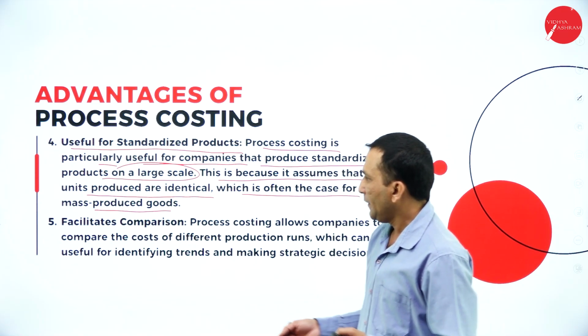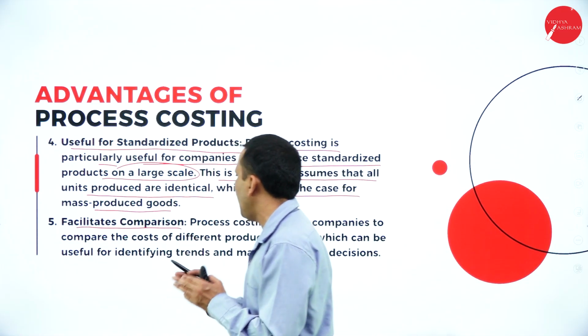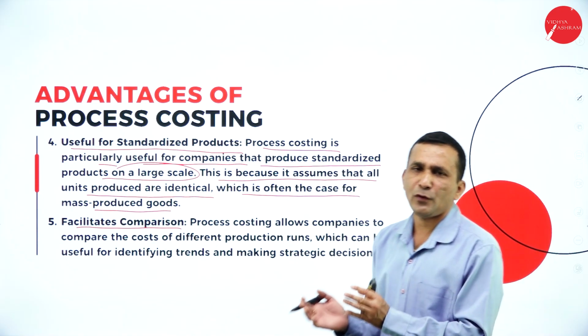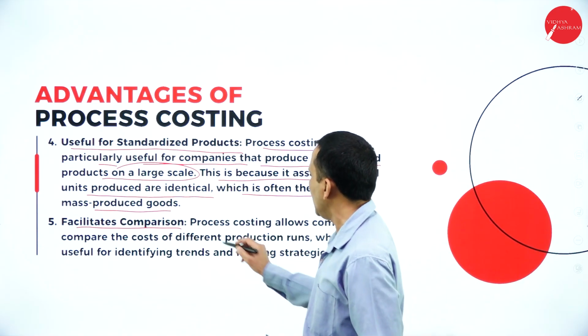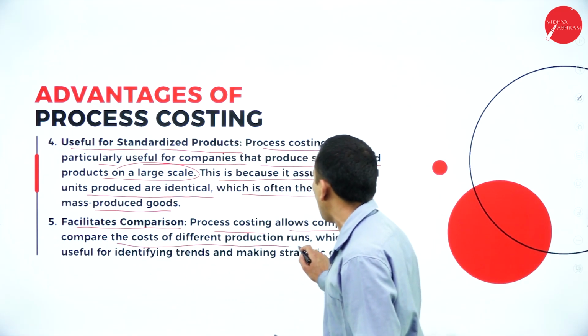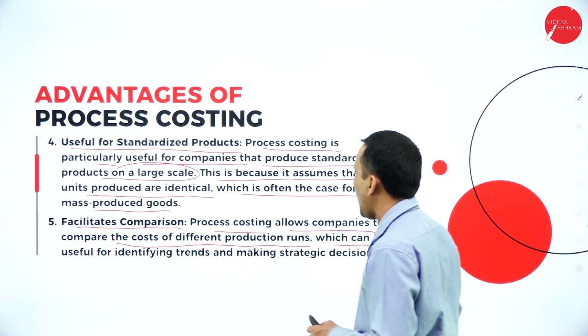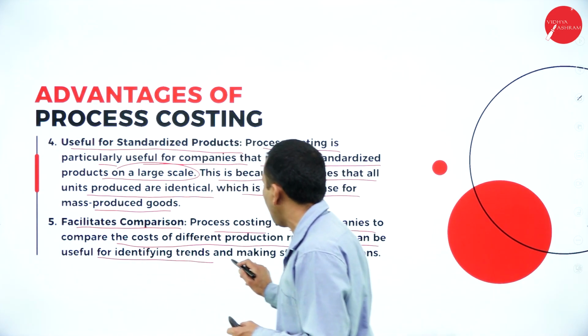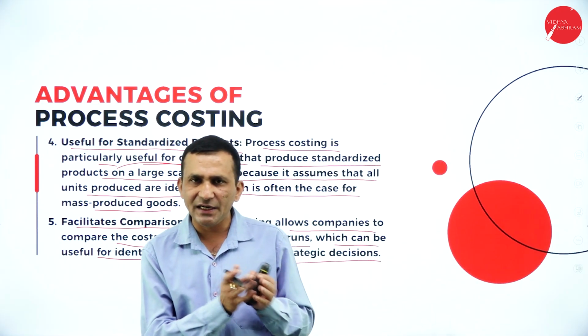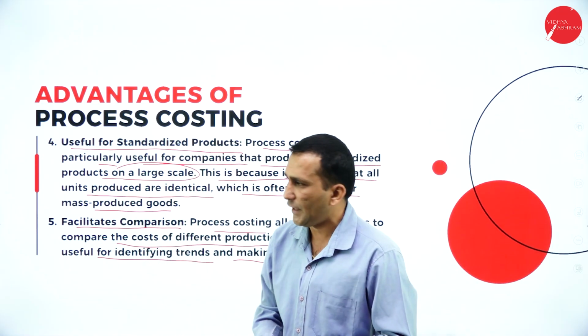Now moving to the fifth one, facilitate comparison. We can compare easily across processes. There are different processes, so comparisons will be easy. The process costing allows a company to compare the cost of different production runs, which can be useful for identifying trends and making strategy towards decisions related to setting the production related activity.